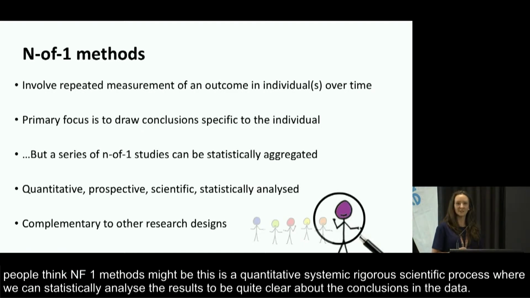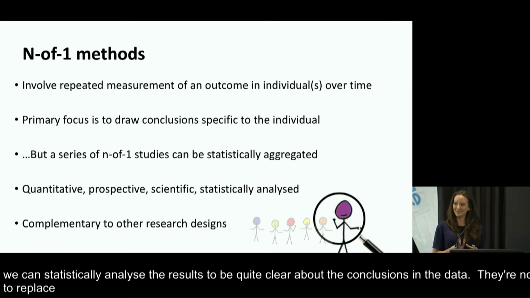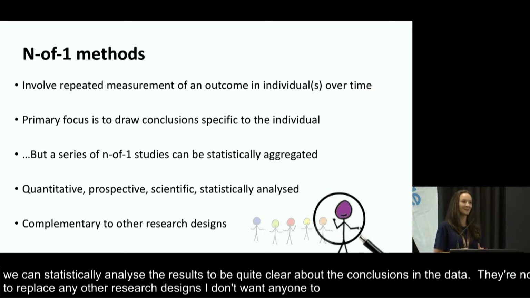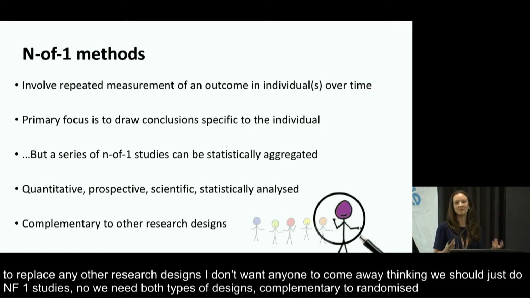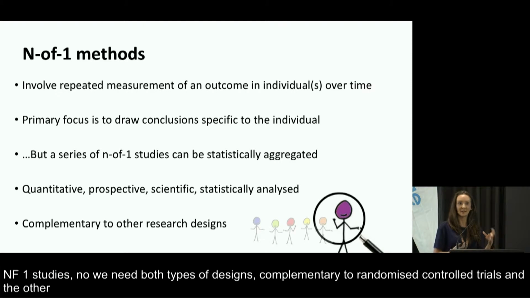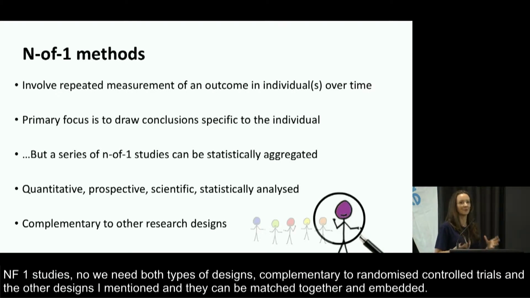And they're not to replace any other research designs. I don't want anyone to come away thinking that I'm saying we should just do N-of-1 studies. Of course we shouldn't. We do need both types of designs, and these are very complementary to randomized controlled trials as well as the other designs I mentioned. And they can actually be matched together and embedded. An N-of-1 could be embedded within a randomized controlled trial. So they're definitely not in competition.